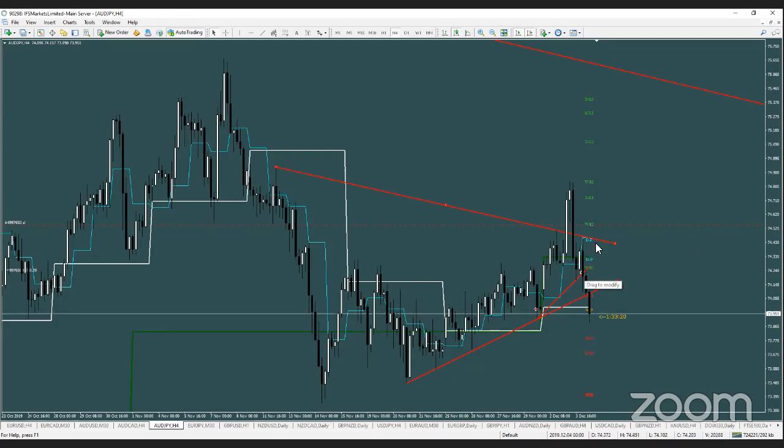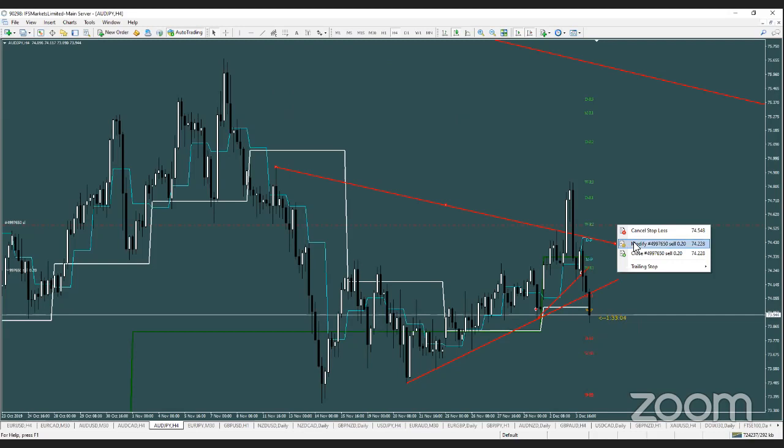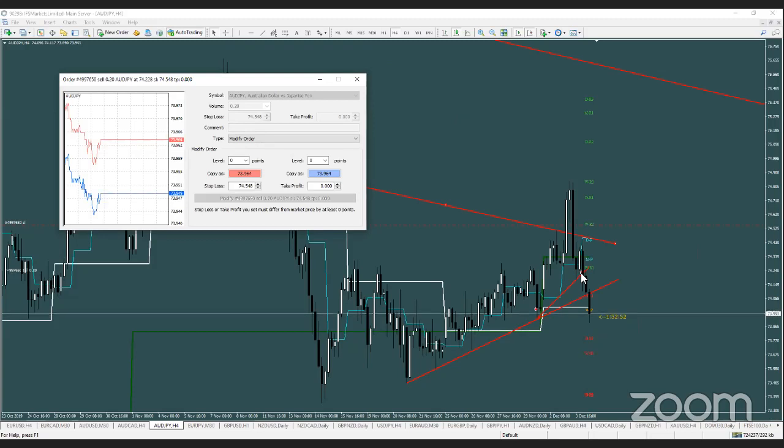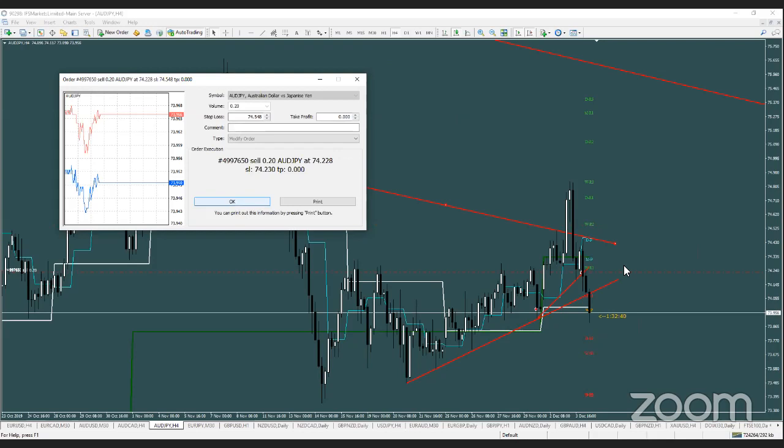Oh, haven't got my stops to entry on this one. Why not? Okay, because I wasn't looking at this particular account. I am moving my stops to entry. Let me do that. Modify. Entry was 74.23, I believe. So that can go to 74.23. Okay, that's where it needs to be.